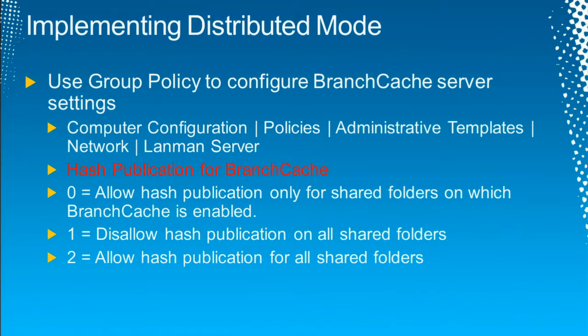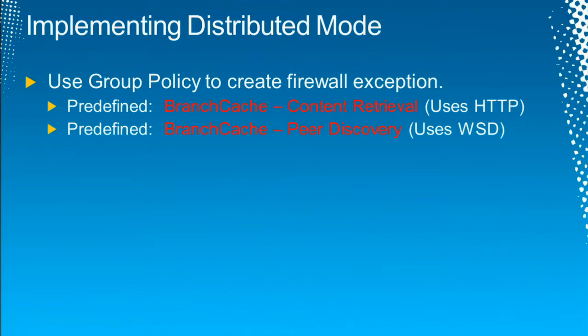I've got three options. One is to allow hash publication only for the shared folders where branch cache is enabled. One is to just disallow it, and one is to allow it. There you go. So a little bit at the client side, a little bit at the server side, and that's how we ultimately implement branch cache.